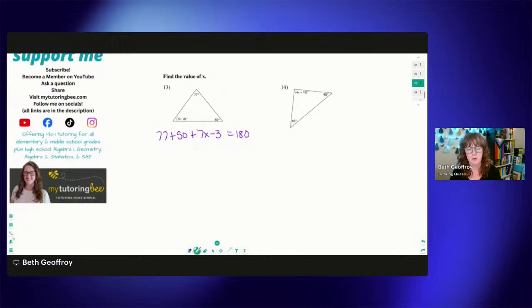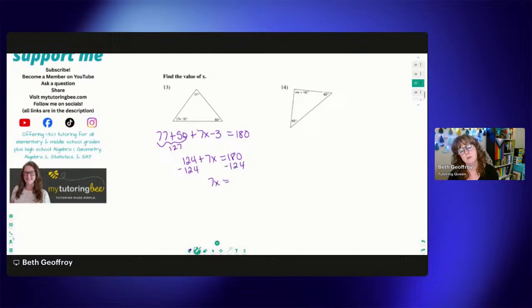So I'm going to go ahead and just remove those to make it a little bit more simplified. All right, but we do want to go ahead and add up our like terms. So we've got 77 plus 50. So that gives us 127. These two is 127. And then minus 3 will give us 124. So we've got 124 plus 7x equals 180. And then we're going to subtract 124 from both sides.